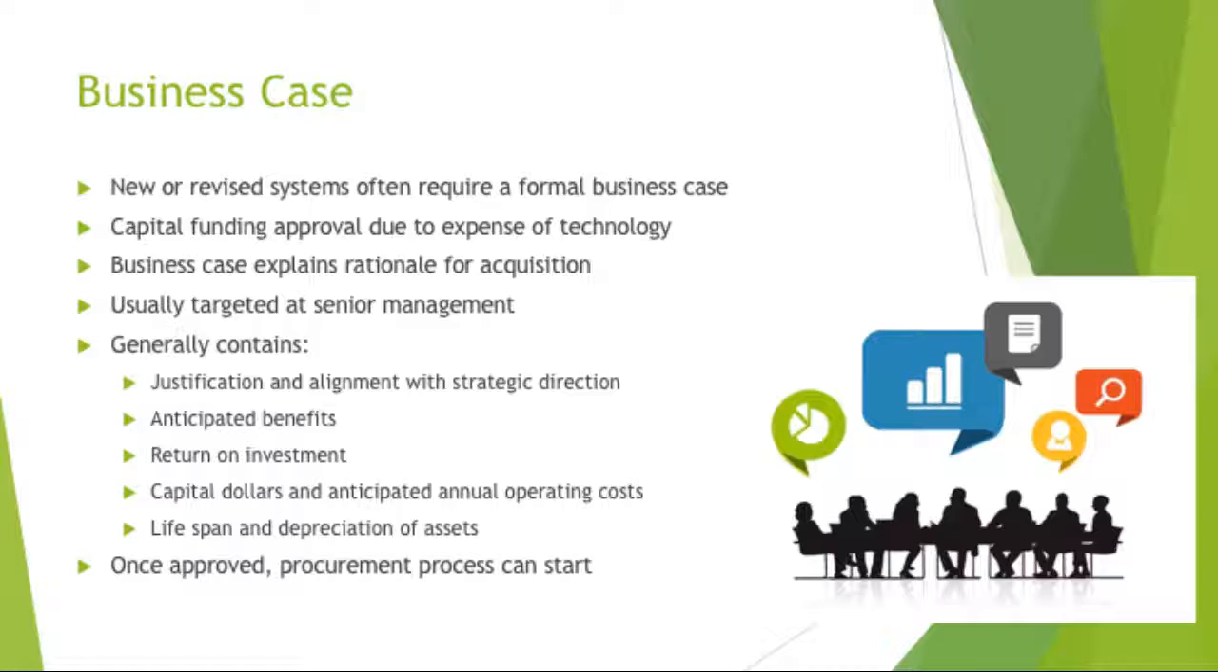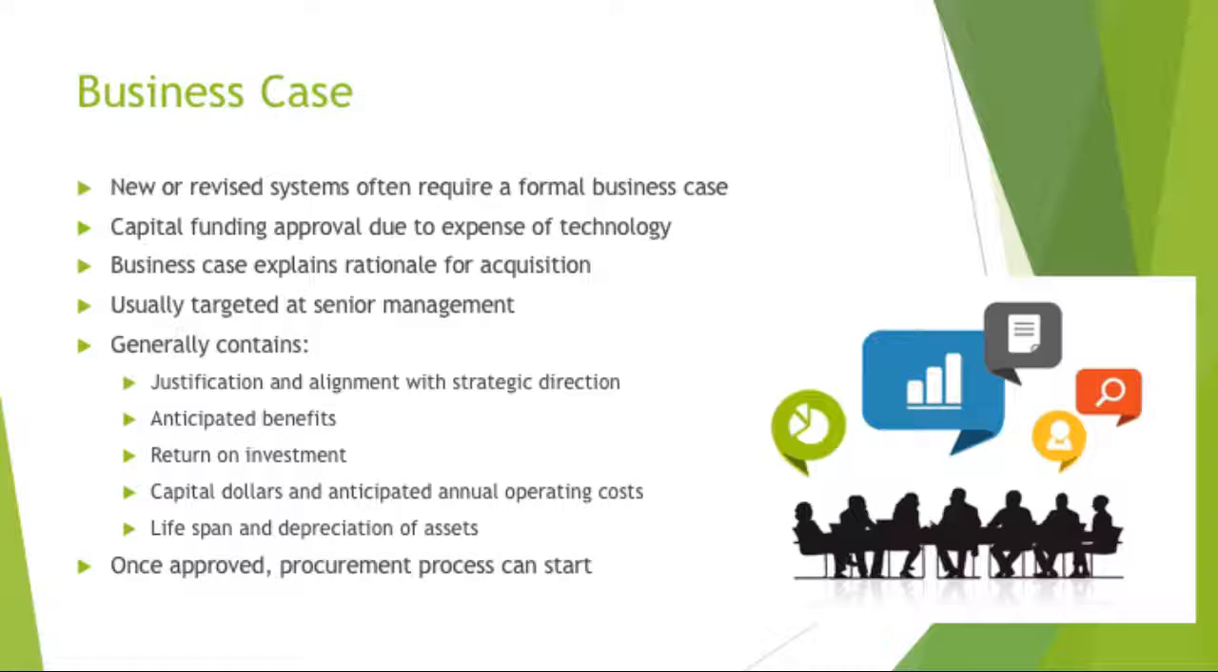Anticipated annual operating costs are related to the cost of maintaining and running the assets. Examples would be supplies such as toner or a contract for maintenance. The business case also contains the lifespan and depreciation costs of the equipment.